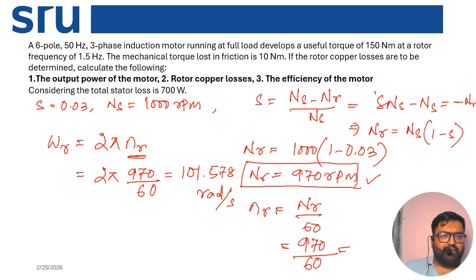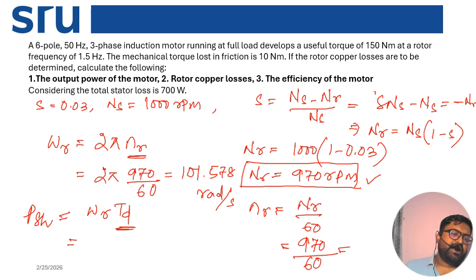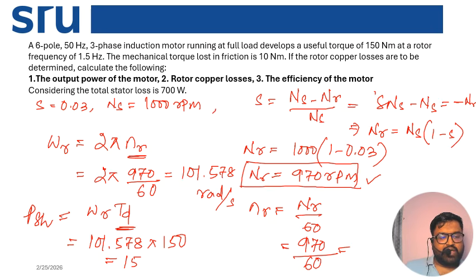But what is the formula of shaft power? That is the first question. How to calculate shaft power? Shaft power is omega R into TD, because it is useful power. Omega R is 101.578 into 150. The value will come 15236 point something watt. This is the value we calculated for the shaft power.